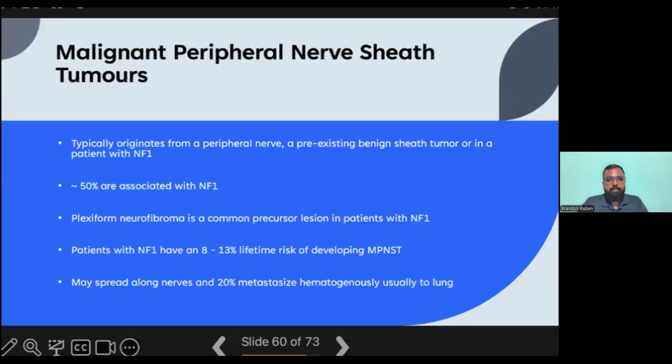Moving on to malignant peripheral nerve sheath tumors. These typically originate from a peripheral nerve, a pre-existing benign nerve sheath tumor, or in a patient with NF1. 50% are associated with NF1, with plexiform neurofibroma a common precursor lesion in NF1. Patients with NF1 have an 8 to 13% lifetime risk of developing malignant peripheral nerve sheath tumor. These may spread along the nerves, and 20% metastasize hematogenously, usually to the lung.